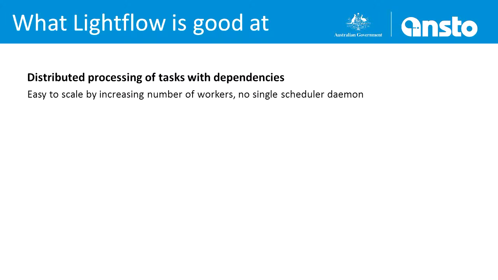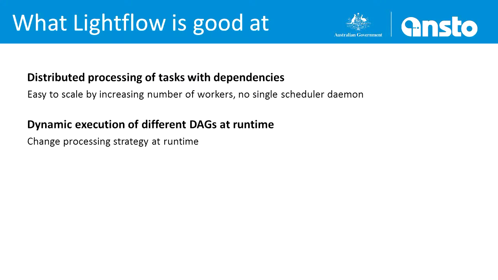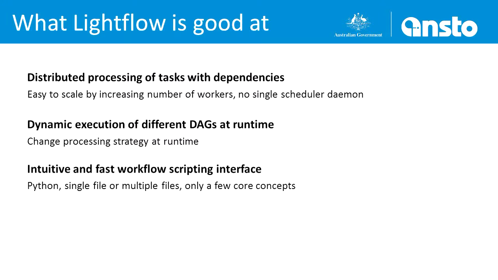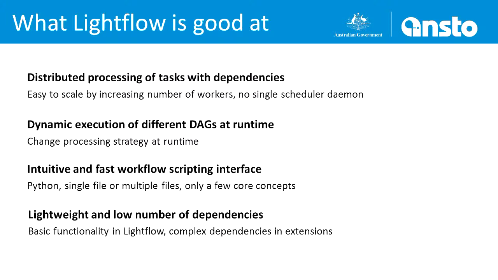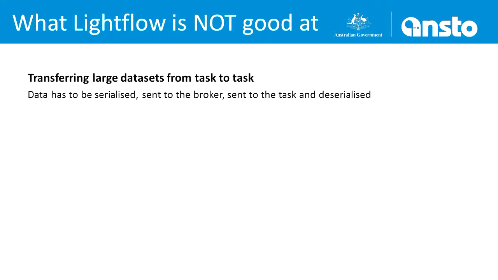So what is Lightflow good at? It's good at distributed processing of tasks with dependencies. We have no single scheduler daemon. It allows you to do dynamic execution of different DAGs at runtime. This is where you can change your strategy at runtime by calling other DAGs, depending on what's going on. The interface is really intuitive. It's just Python collections to describe a workflow, and that's pretty much it. And it has a really low number of dependencies. We only have NetworkX, Redis, Celery, and that's pretty much it at this point. Of course, it has its problems.